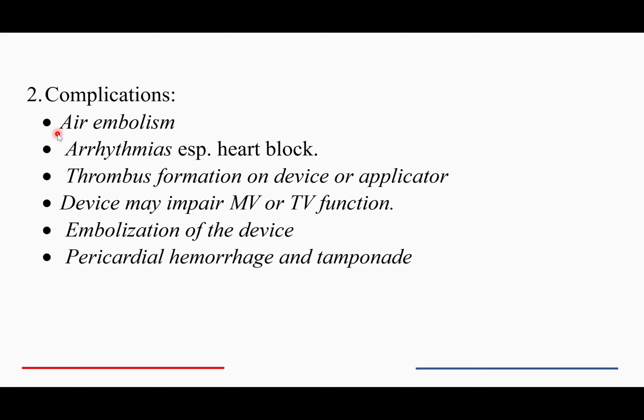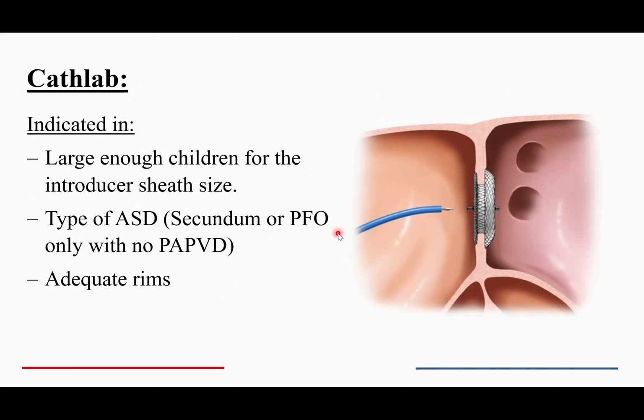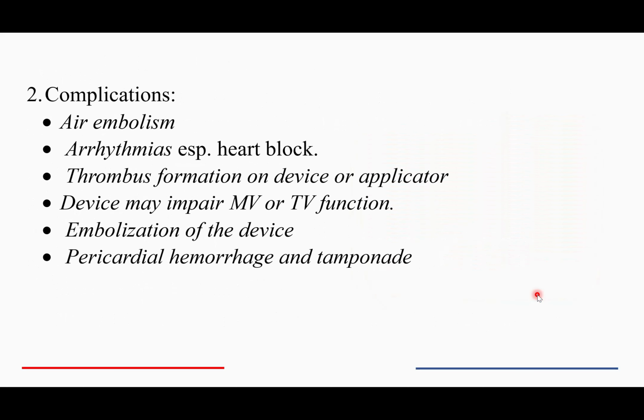Complications: air embolism, arrhythmias, especially heart block. If the device encroaches or puts pressure on the AV node, heart block may occur. Thrombus formation on the device or applicator, that's why we use heparin. Device may impair the mitral valve or tricuspid valve function. If the device is large enough and encroaches upon the mitral or tricuspid valve, it may impair the movement of the cusps. Embolization of the device, pericardial hemorrhage or tamponade.